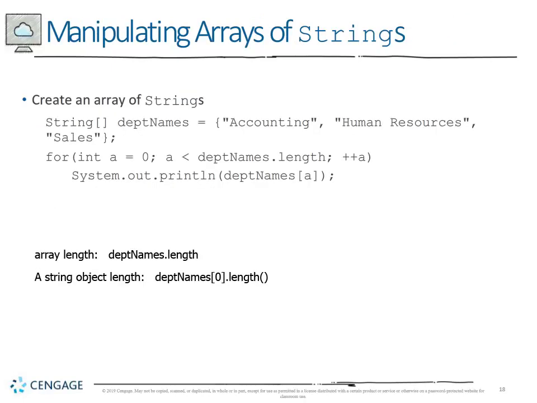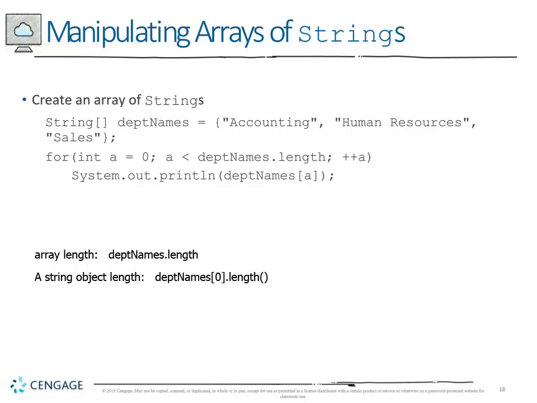We can create an array of string objects. For example, we can store 3 company department names as the following. So string, square bracket, it tells us it's a string array. Then the variable name, department names, and each element is a string object, and we have 3 elements.